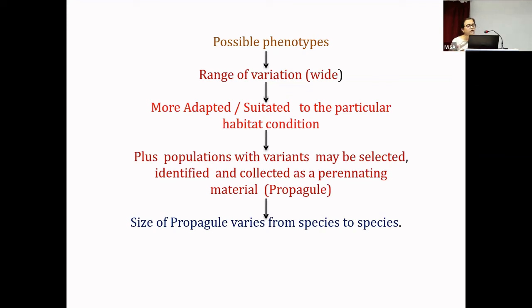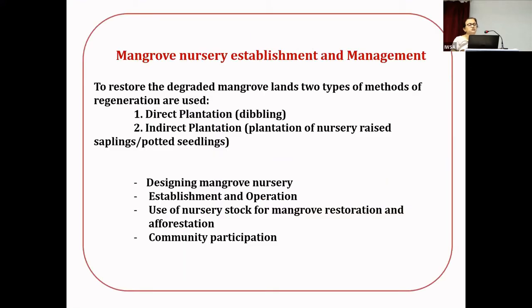There is a wide range of possible phenotypes, and they are more adapted and suited to that particular environment. So plus populations with these variants may be selected and identified as planting material. The size of the propagule varies as per species. The second technique is mangrove nursery establishment and management, which is involved in eco-restoration.